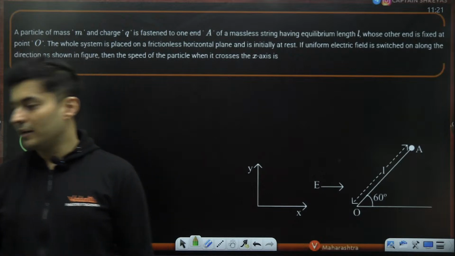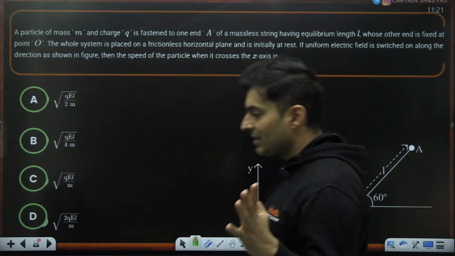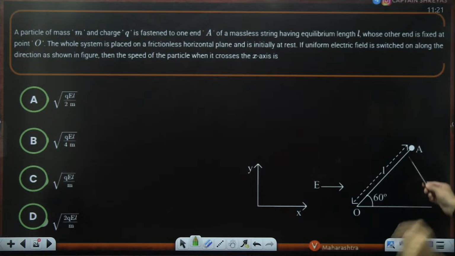Okay, come on, my dear students. This is a beautiful question again over here. So all the distances need to be, yeah, it's given. All right. So field is over here.